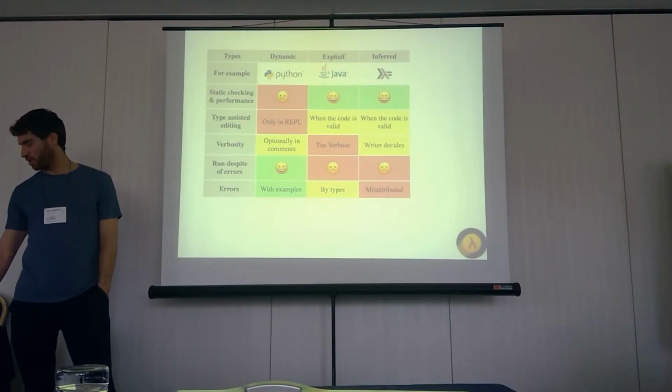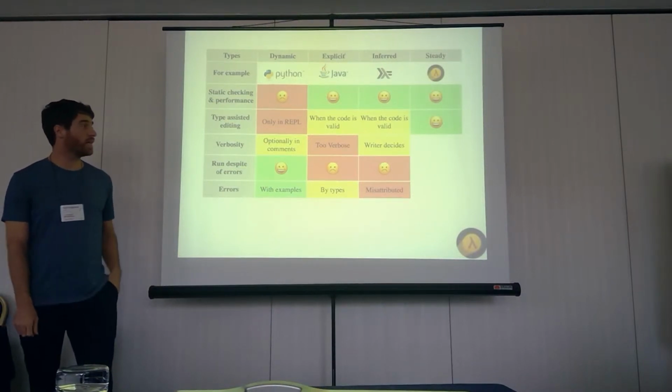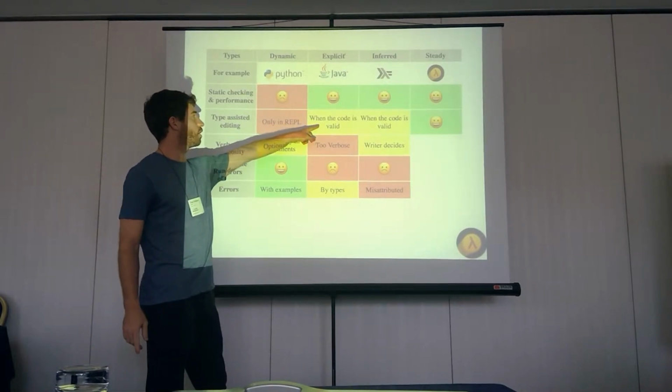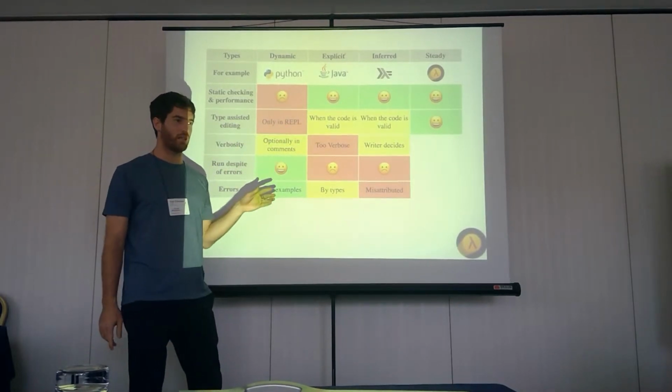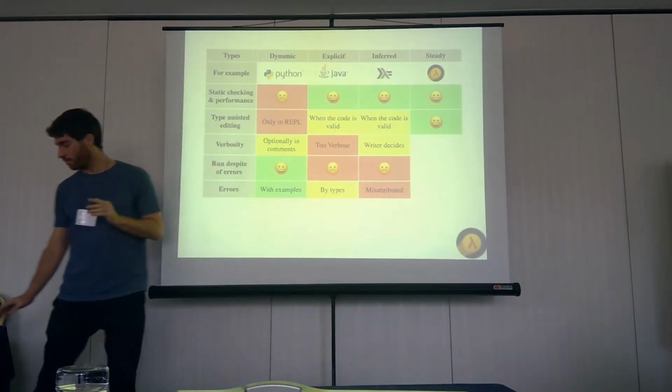So now I'm going to start comparing the steady typing approach. As we saw, here I'm saying I get the completions only when the code is valid. In Lambda, the code is always valid. Type inference always works. So I get this.